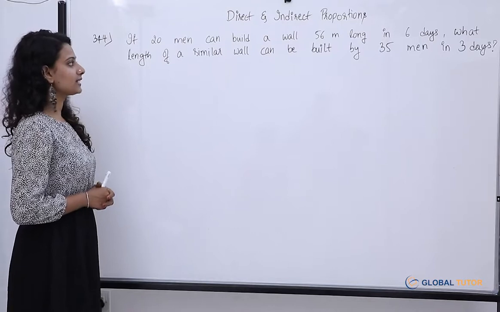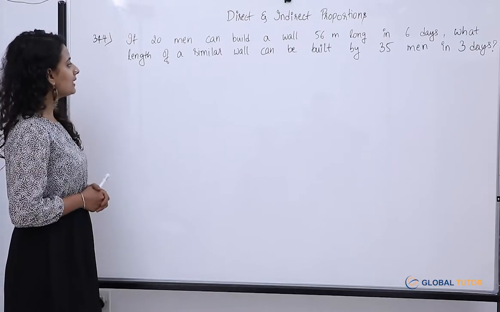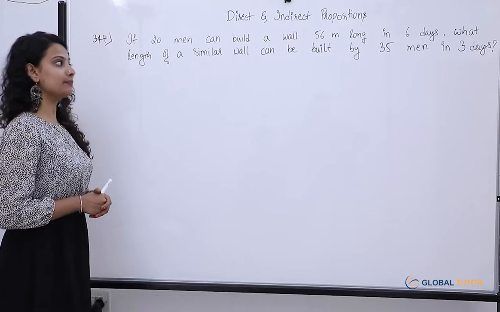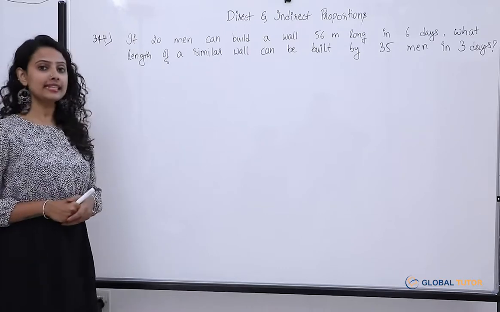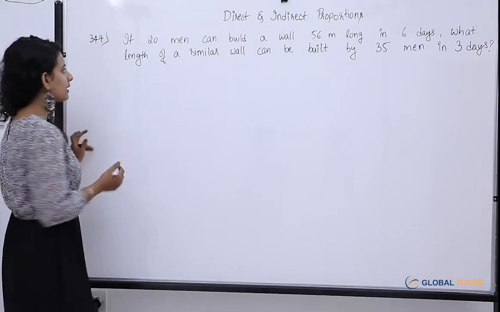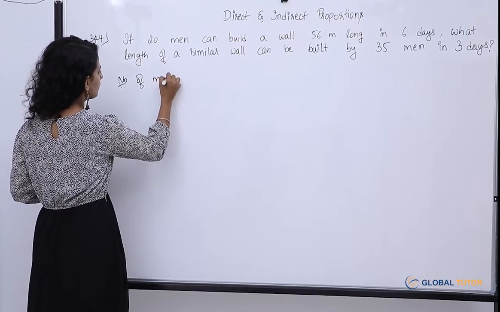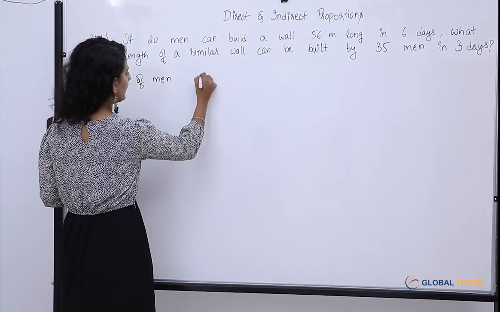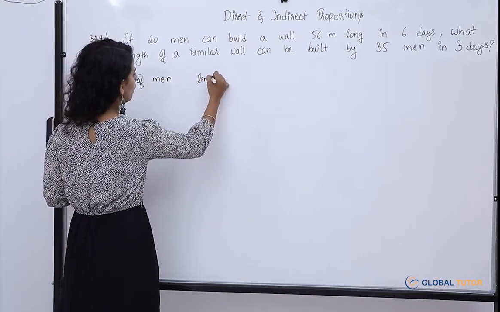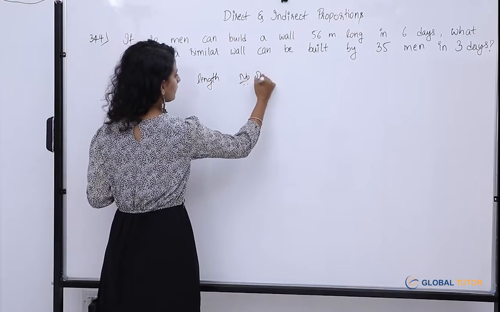If 20 men can build a wall 56 meter long in 6 days, what length of a similar wall can be built by 35 men in 3 days? Here if you observe, there are 3 parameters. Number of men, then we have length of the wall, and we have number of days.